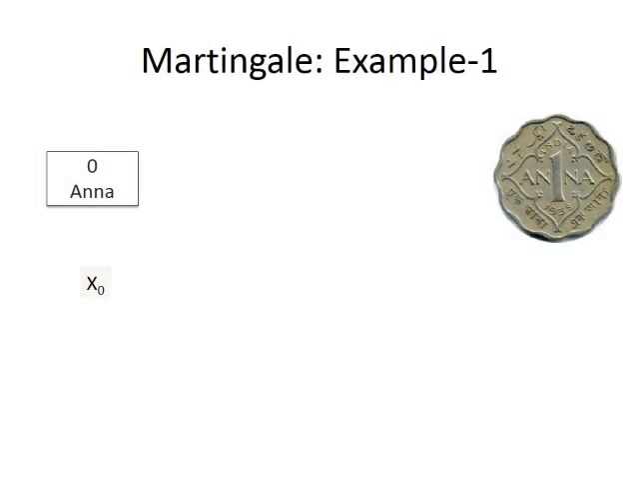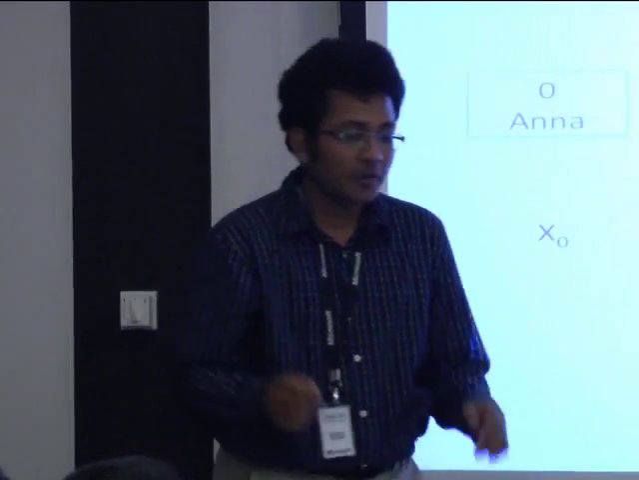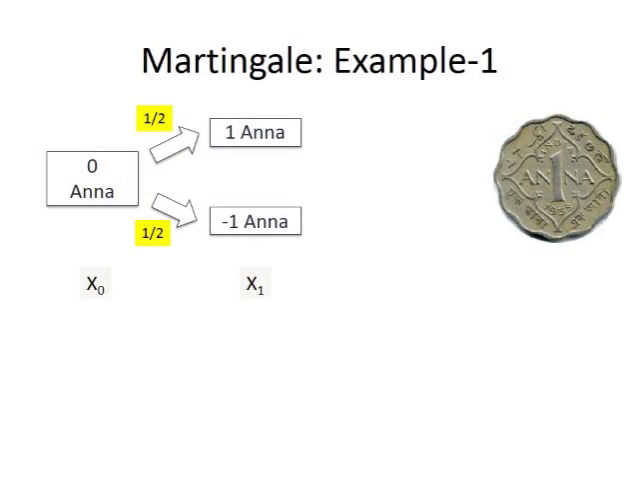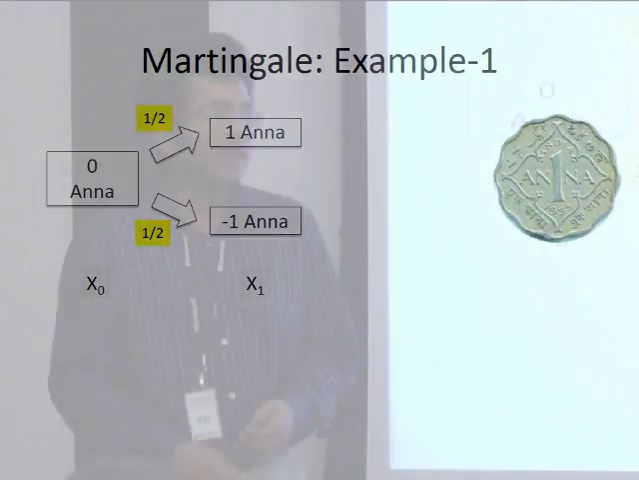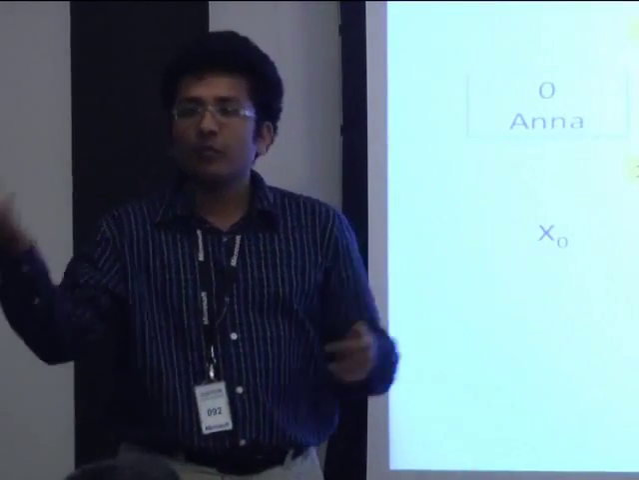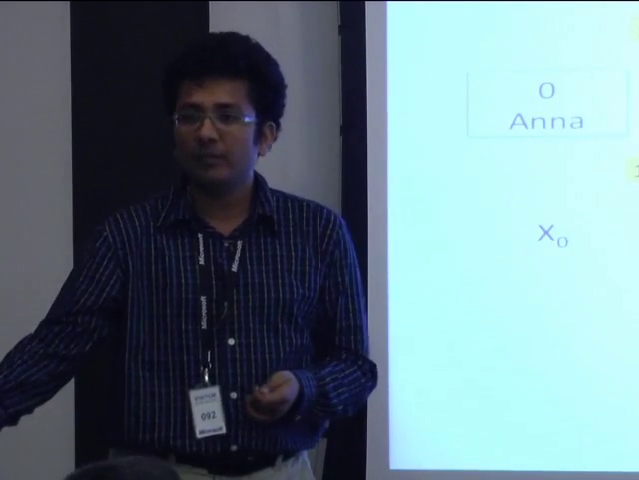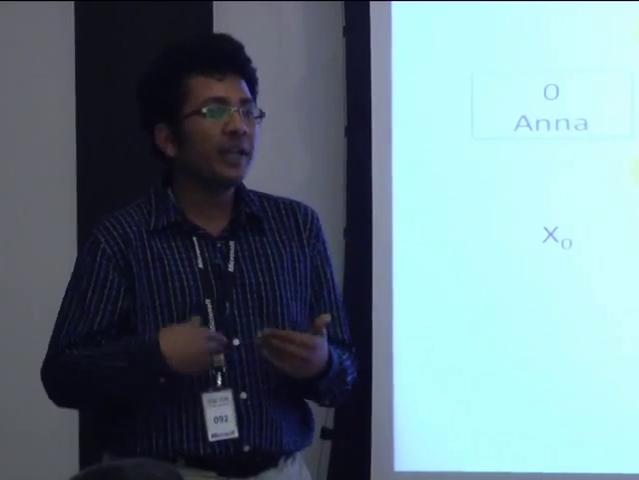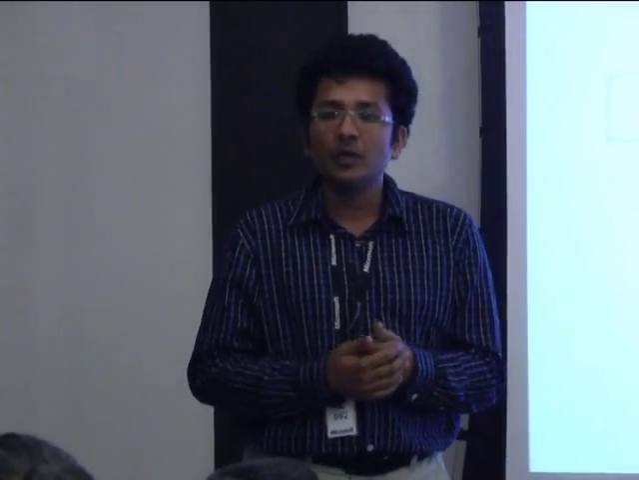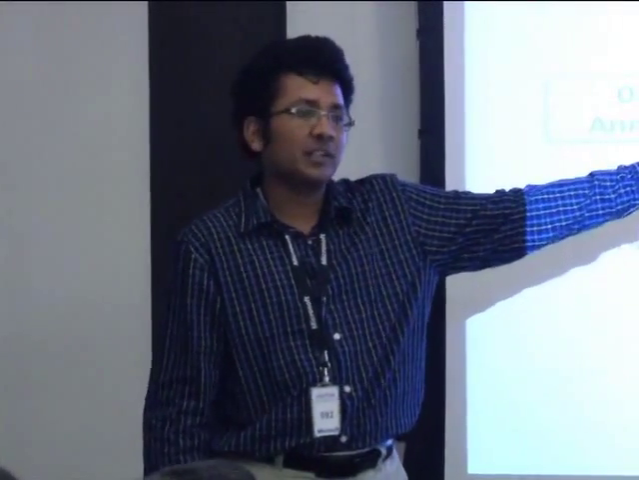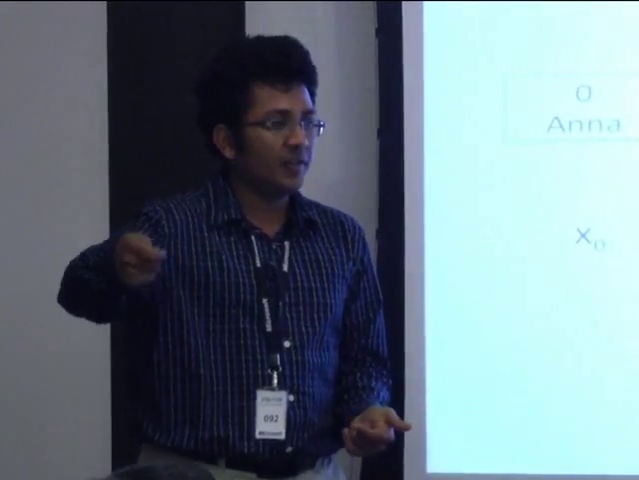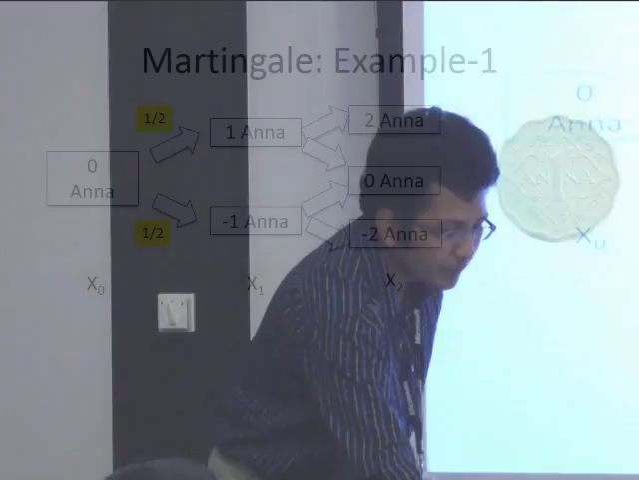This example involves gambling, so I put in an old currency. Suppose you start with 0 annas, so you don't have any money. And you gamble in the following way. Toss a coin, and if you turn up heads, you get 1 anna from the bank. And if you turn up tails, you lose 1 anna. You're going to keep playing this game ad infinitum. If you lose 1 anna, you get to minus 1 anna, which means you're owing 1 anna to the bank. And you keep playing this game.